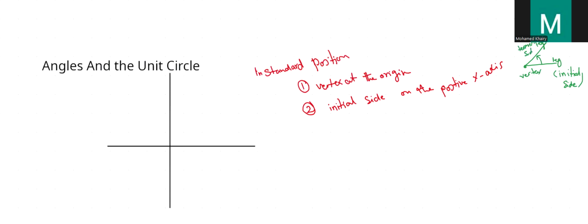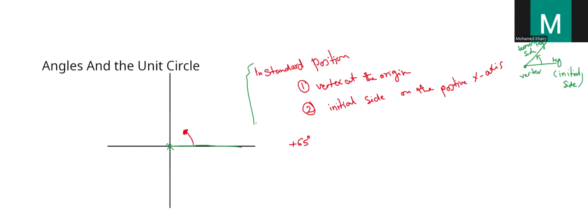Here, we always draw any angle in standard position. This is my vertex at the origin, and this is my initial side. Always we draw using this positive x-axis. Then, for example, if I ask you to draw an angle that measures positive 65, we use the protractor and rotate up. Why do we rotate up? Because it's a positive angle.